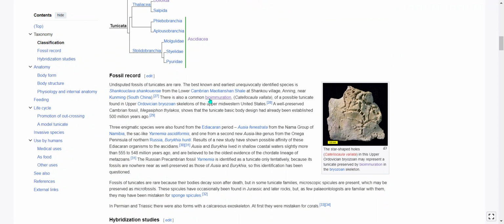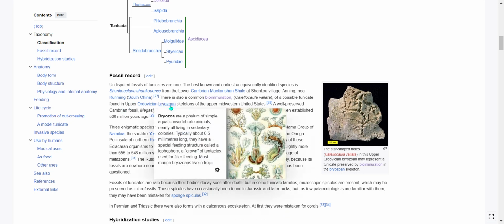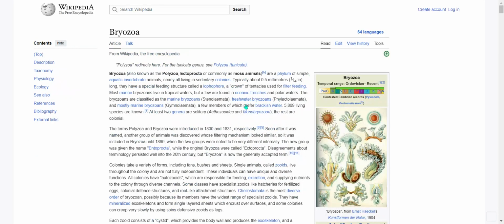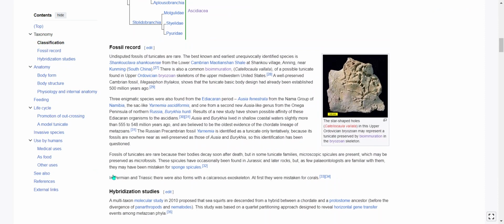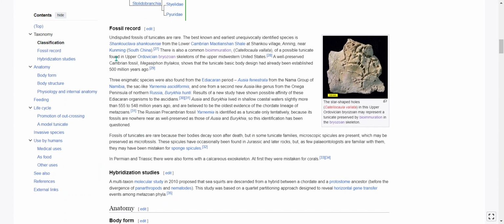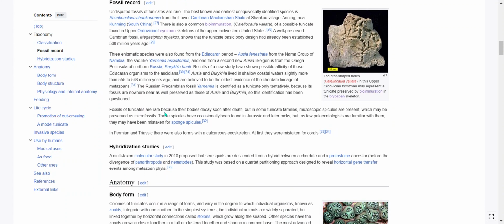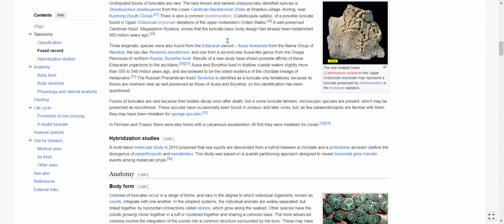There's also a common bioimmuration of a possible tunicate found in Upper Ordovician bryozoan skeletons. Darn it, I accidentally clicked that. I need to decrease the sensitivity of my touchpad. Okay, we have to move on. 500 million years ago. Enigmatic species found.